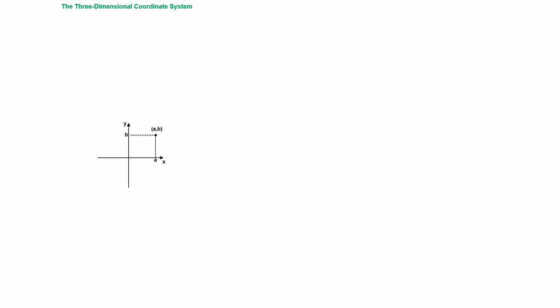To locate a point in space, we must add a third dimension to the model. We can construct a three-dimensional coordinate system by passing a z-axis perpendicular to both the x and y axes at the origin. Usually, the 3D coordinate system is drawn as follows.